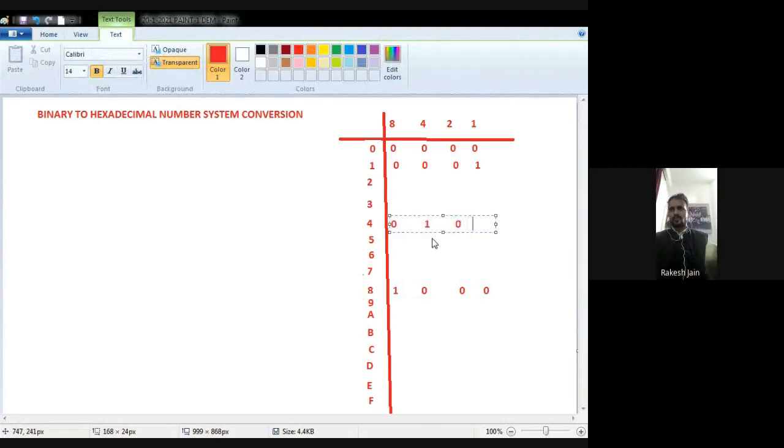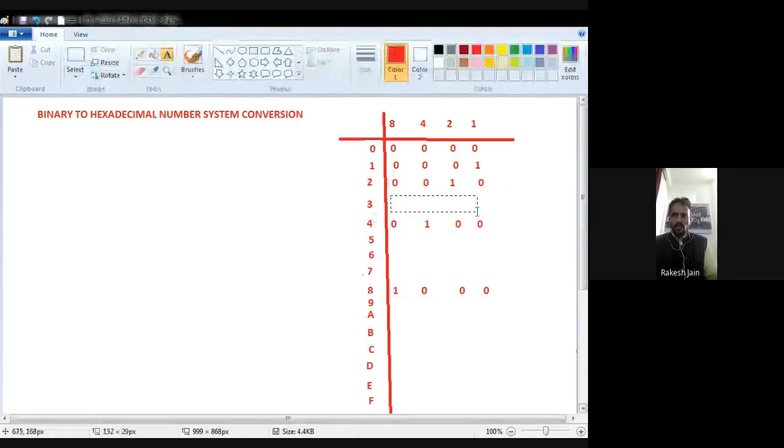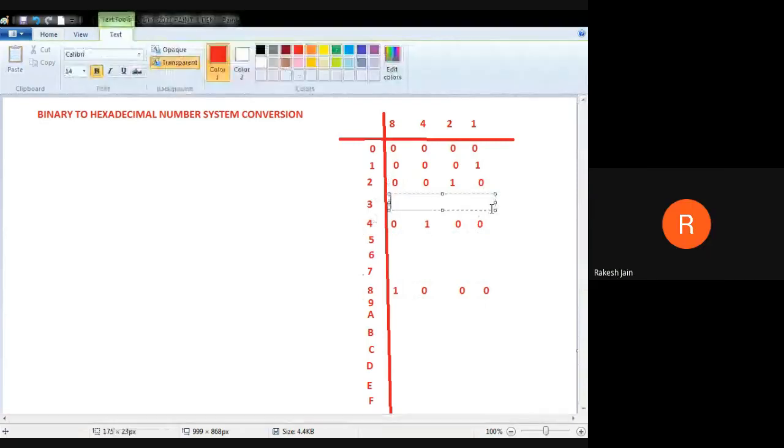Similarly 4 is also present in the format of 8421. It is not 8, it is actually 4, then it is not 2, it is not 1. Similarly 2 is also present in the format of 8421. It is not 8, it is not 4, it is actually 2, and then it is not 1.